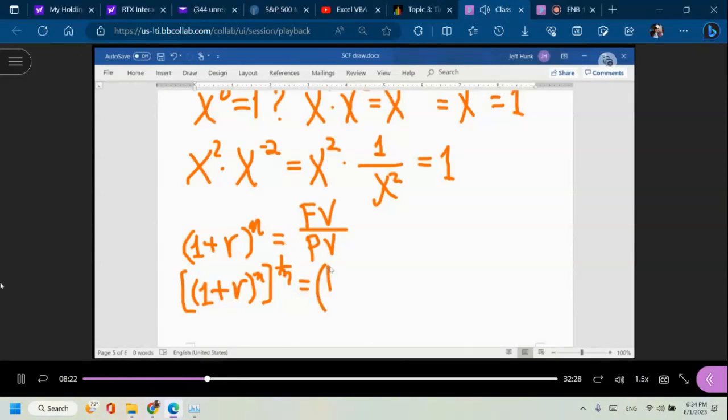You'll have to raise the right-hand side also to 1 over n. Right? Makes sense? Then what's going to happen to the left-hand side? n and 1 over n will cancel out.